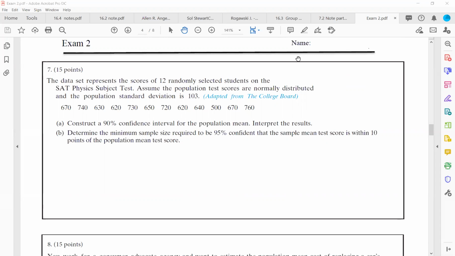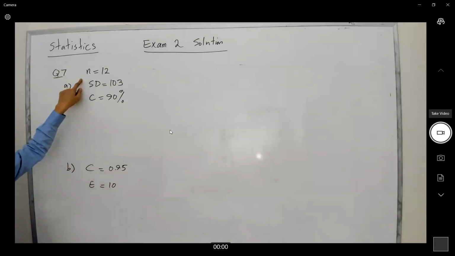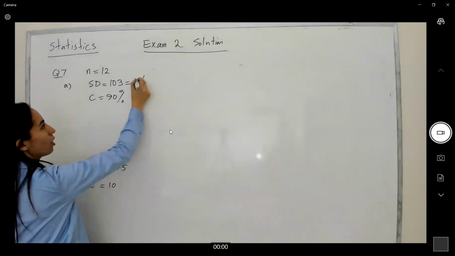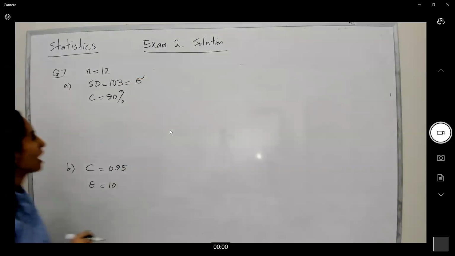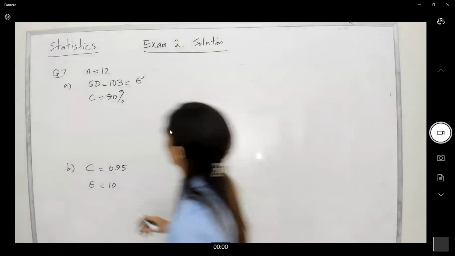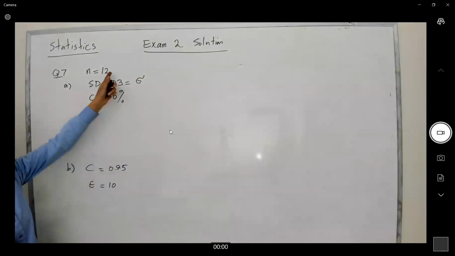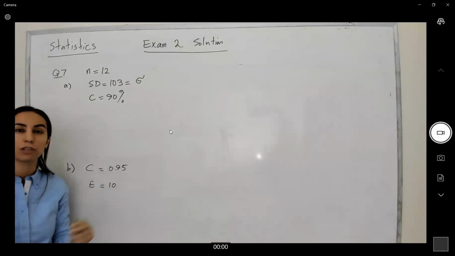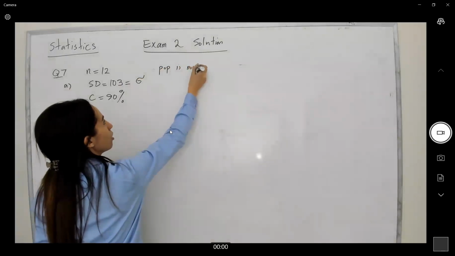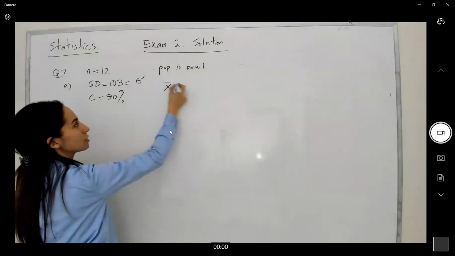Let's take a look at the question. Here we go. N is 12. The standard deviation of the population is given to us. This is sigma, so sigma is given to us. We're happy about that. We just need to find ZC, not TC. So to find the confidence interval, first of all, N is 12, but the question says the population is normally distributed. So we're happy about that. It is normal.